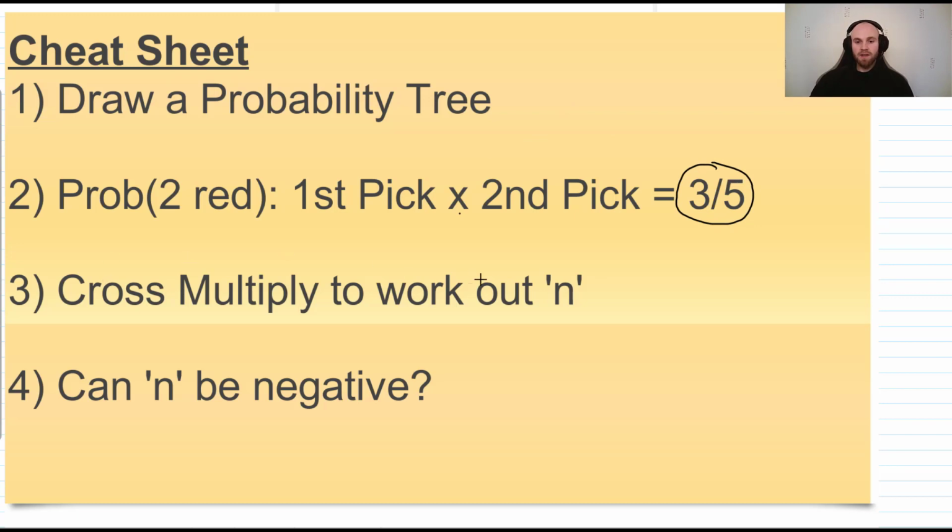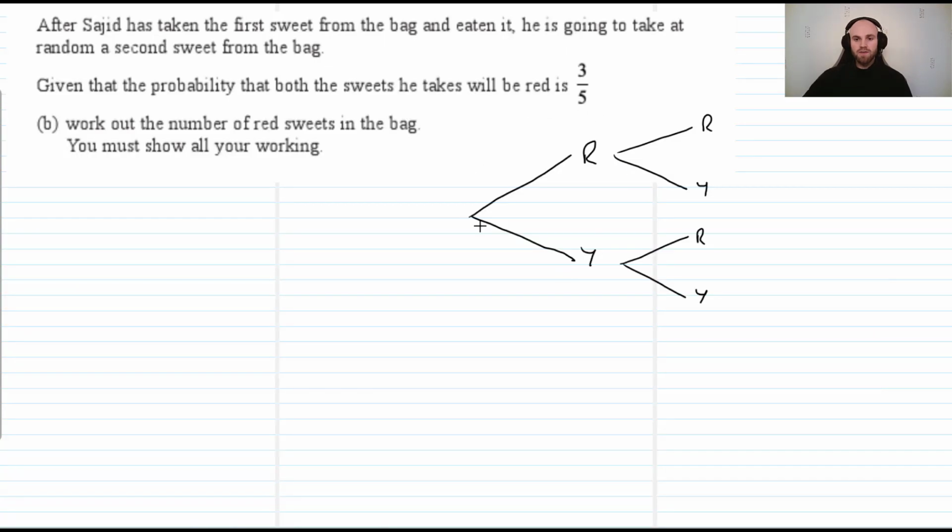We're going to cross multiply to work out the value of n, and then we're going to ask the question, well, can n be negative? So I've just drawn this probability tree here, and if you remember from the first question, the probability of red on the first go is going to be n over n plus 8, because there are n red sweets and there are 8 yellow sweets.